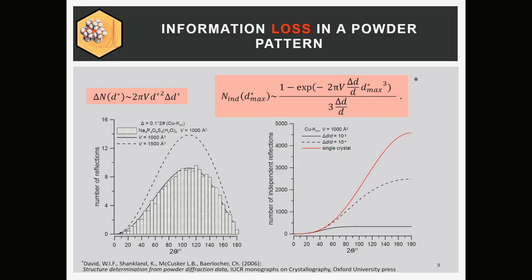If you go to the synchrotron, it's of course much, much better. Delta D over D, we reach 10 to the minus 4. It's one order of magnitude better. And this is actually coming pretty close, up to 80 degrees, to what we can get from single crystals. But again, this means a perfect powder, right?